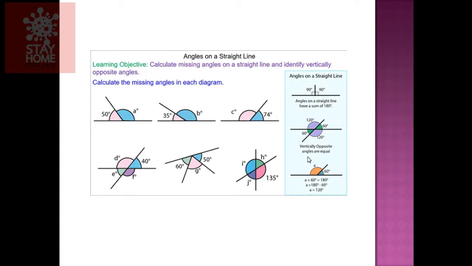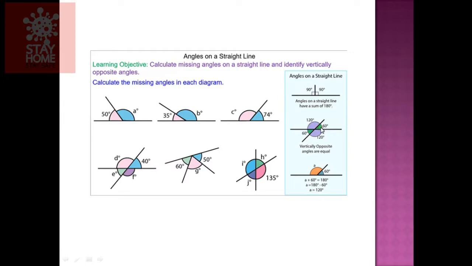Now angles on the straight line. This is the straight line and this line is a perpendicular line. So in the perpendicular, one side is 90 degrees and the other side is 90 degrees. Angles on the straight line have a sum of 180 degrees. So from here to here it is 180.